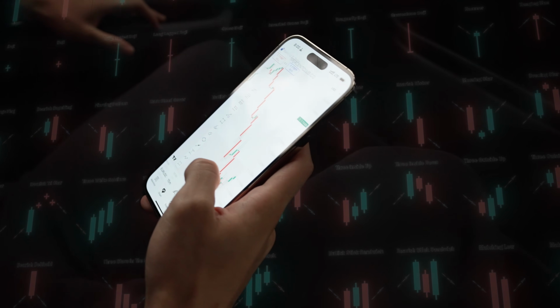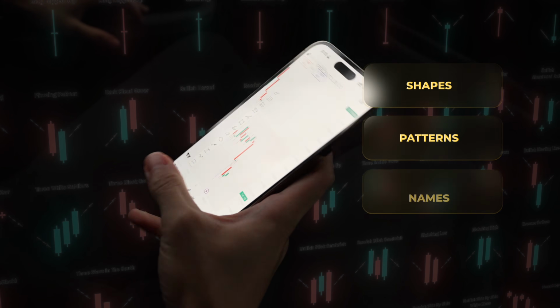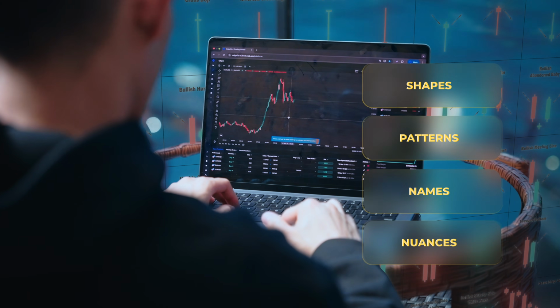And what majority of the retail traders do when they are trading candlestick patterns is that they are focusing on too much candlestick shapes and patterns and names and nuances, right? Oh, if I see this pattern, it's going to do this. If I see that pattern, it's going to do that. And as a result, they treat every candlestick equally. But the thing is, not every candle matters the same.